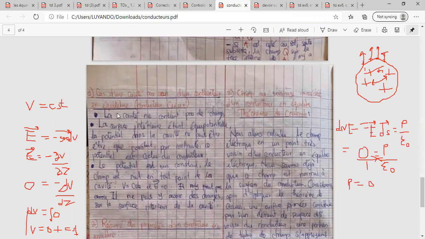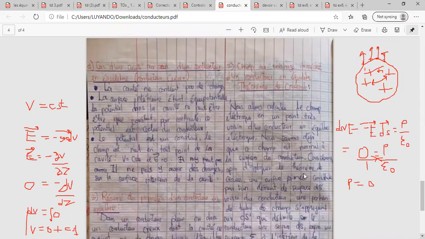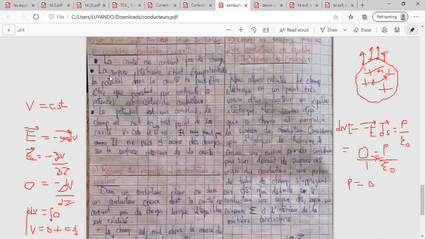So this is what they're saying here. While you have a cavity in a conductor in equilibrium, if you have a cavity inside the conductor that is in equilibrium, we say the cavity does not contain any charge, the inner surface is equipotential. The potential in the cavity can only be constant by continuity, it is the potential of the conductor. So, the potential being a constant, the field is zero at all points of the cavity.